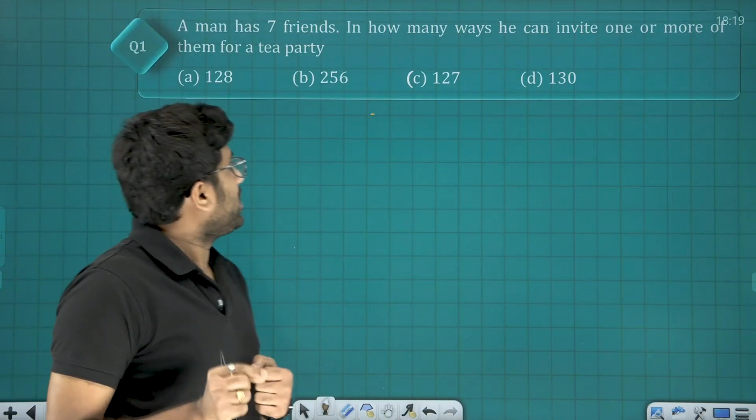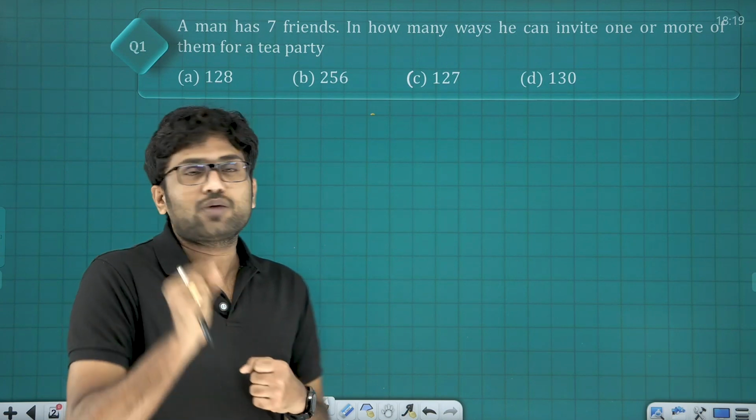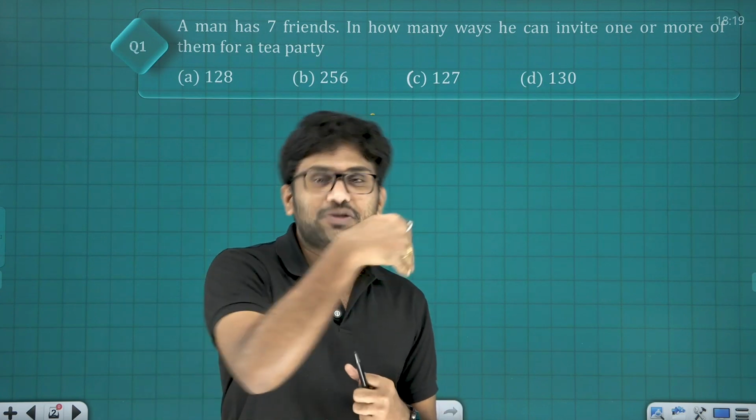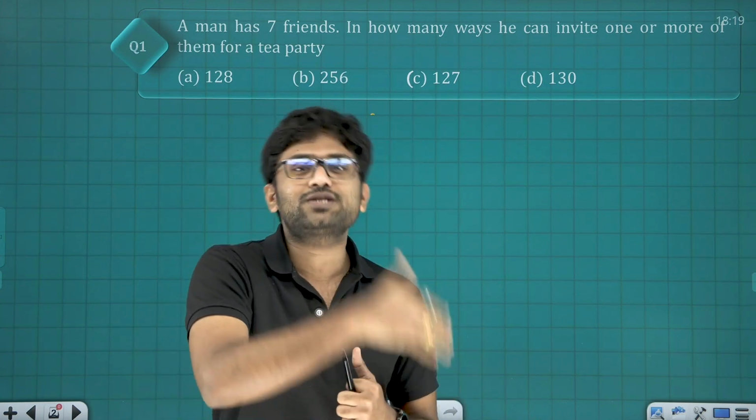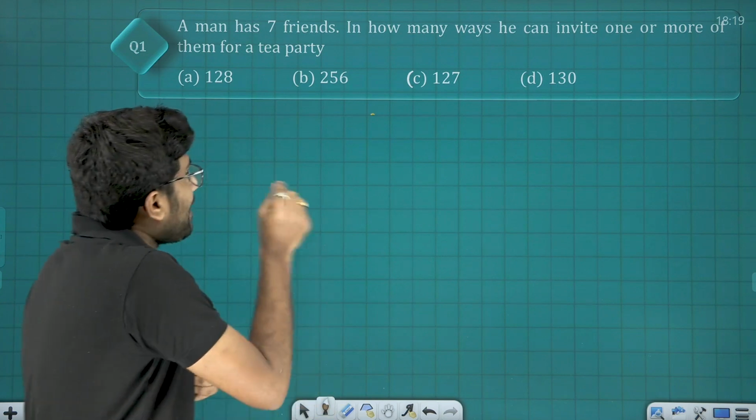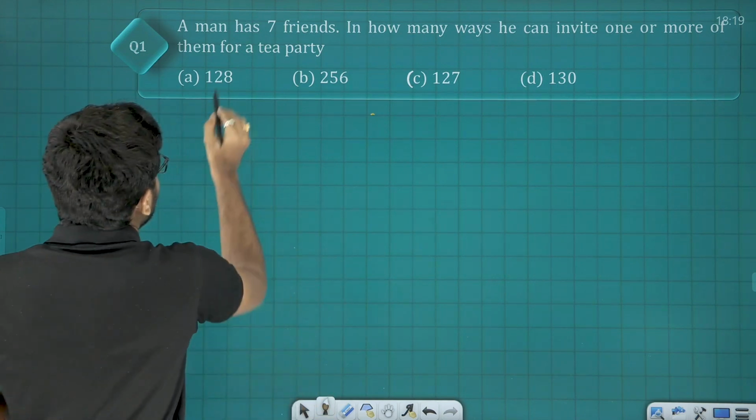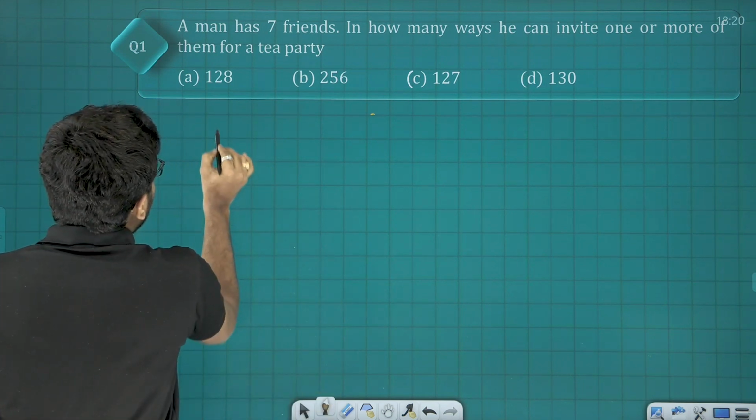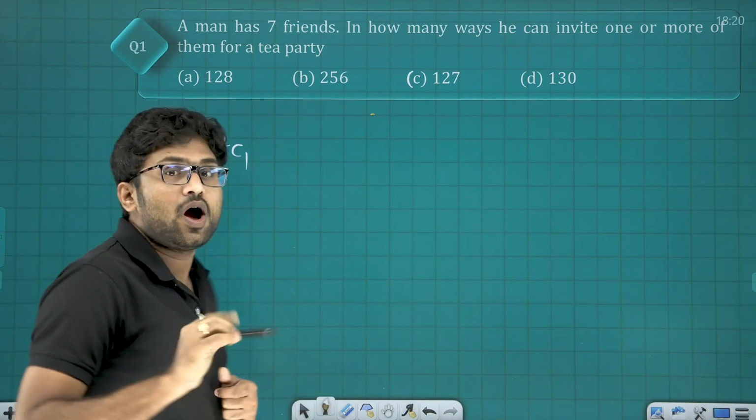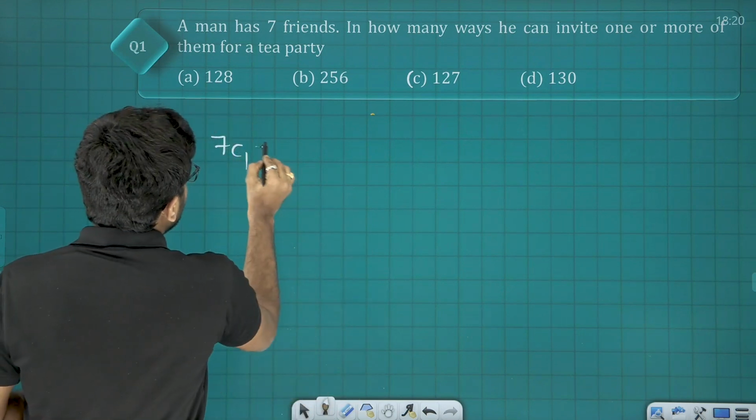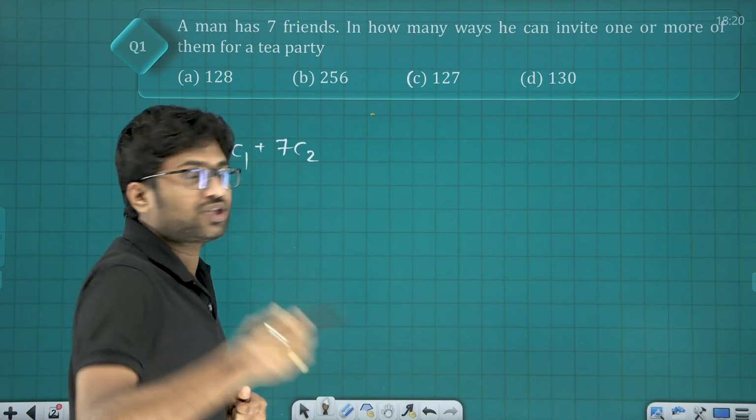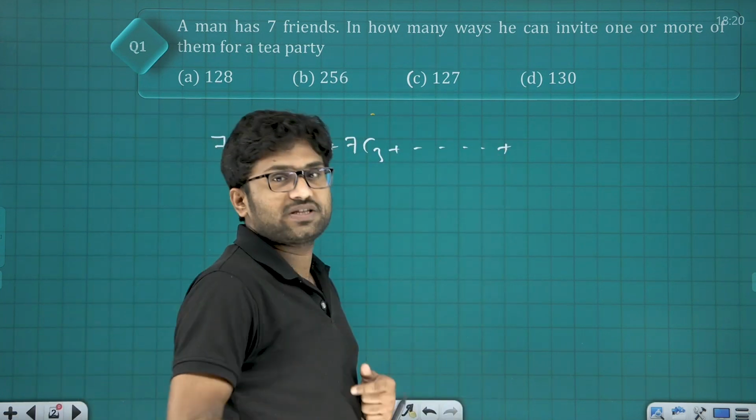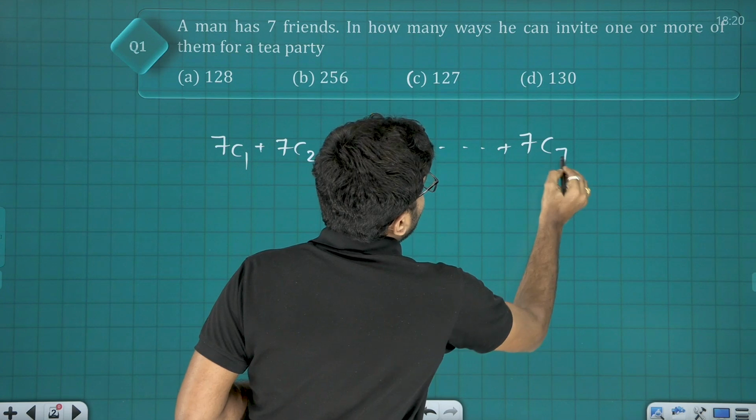A man has 7 friends. In how many ways can he invite one or more of all of them? That means he can invite either only one friend, or 2 friends, or 3 friends, or 4 friends, or all of them. The number of ways of inviting one friend out of 7 is 7C1. Or he can invite 2, or 3, or all of them: 7C4, 7C5, 7C6, or all 7.